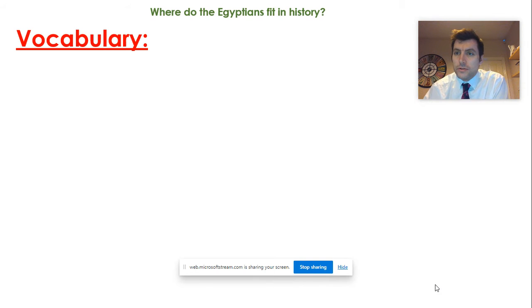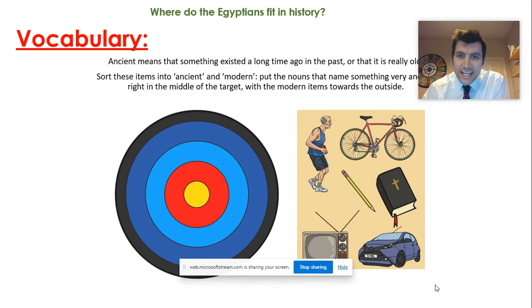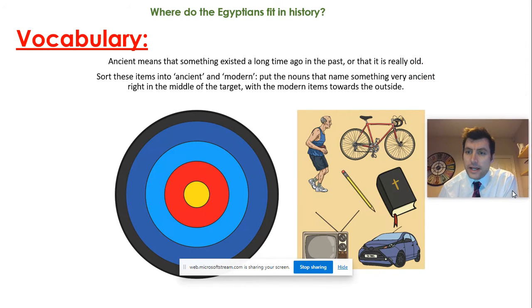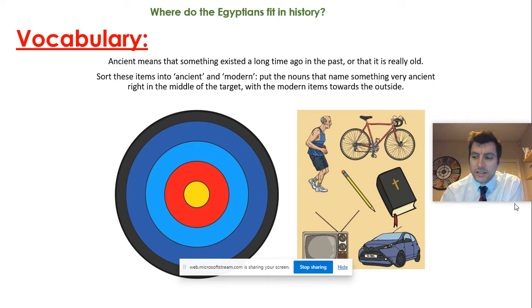Okay, we're going to think a little bit about some of the language that we use when we talk about Egyptians and actually ancient Egyptians. So, ancient means something that existed a long time ago in the past. And ancient Egyptian is a phrase we hear a lot about that time and period. So it's not recent past. It's really old, a long time ago.